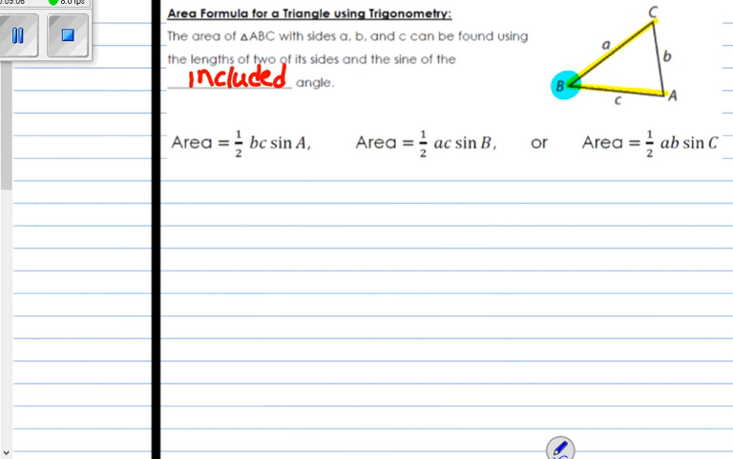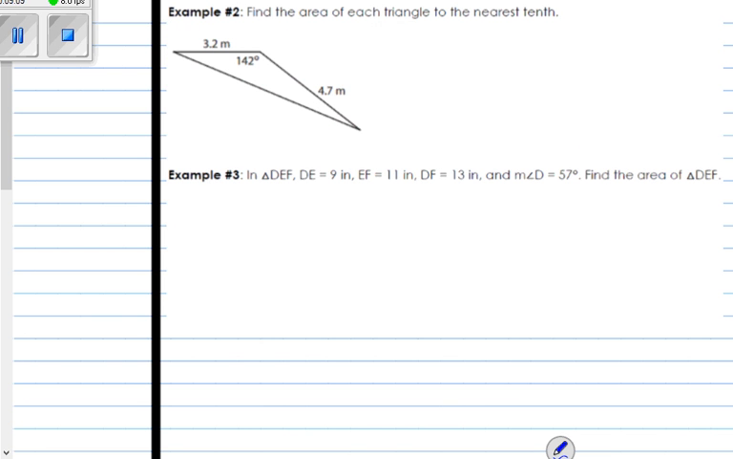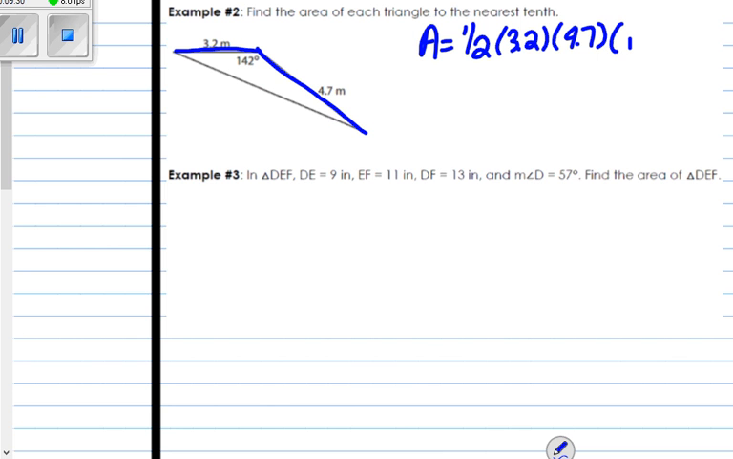So let's do a couple of examples. Example 2, find the area of the triangle to the nearest 10th. Well, I have area equals 1/2. I have a side, 3.2, times the side, 4.7, times the sine of the included angle. What is the included angle? 142 degrees. And that's it. Now you're just plugging everything into your calculator. I would suggest plugging in the 142 sine first, and then keep multiplying from there.